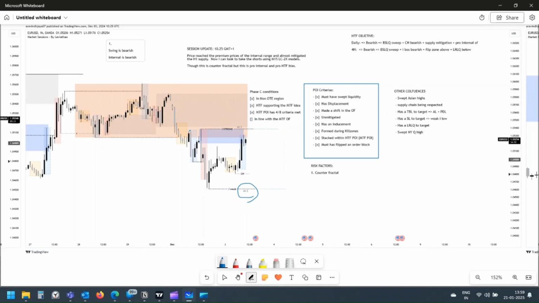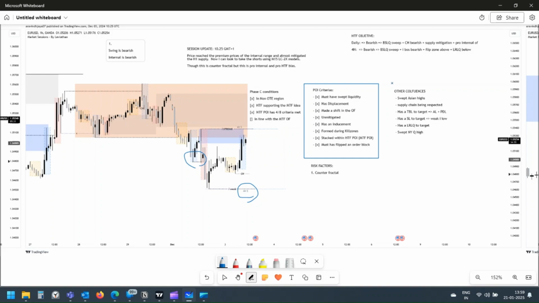Why? Because it has swept liquidity, it has displacement, and it has made a shift in the order flow. It has made a bearish IBOS, and it is unmitigated, and it has equal highs as inducement, and it formed during the New York kill zone. It is stacked within the daily supply, and it has also flipped this demand zone. So there are multiple factors for which I can look for shorts.